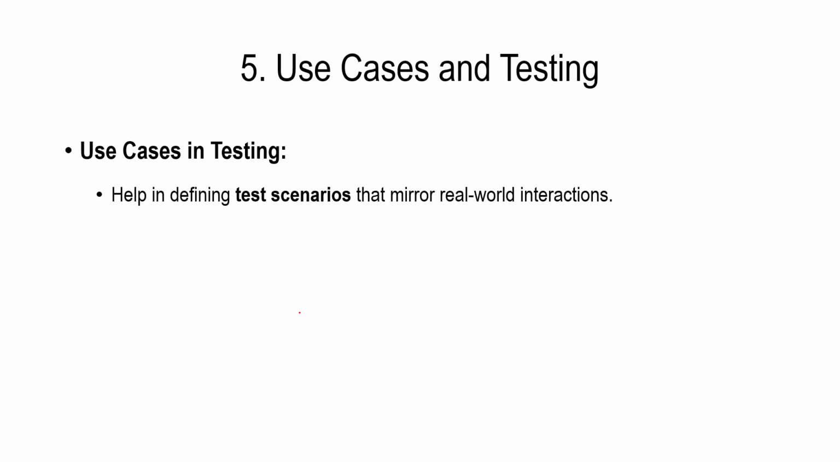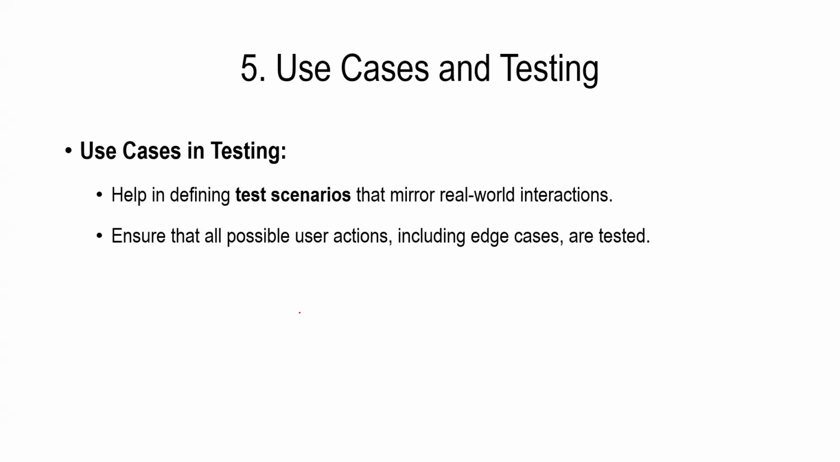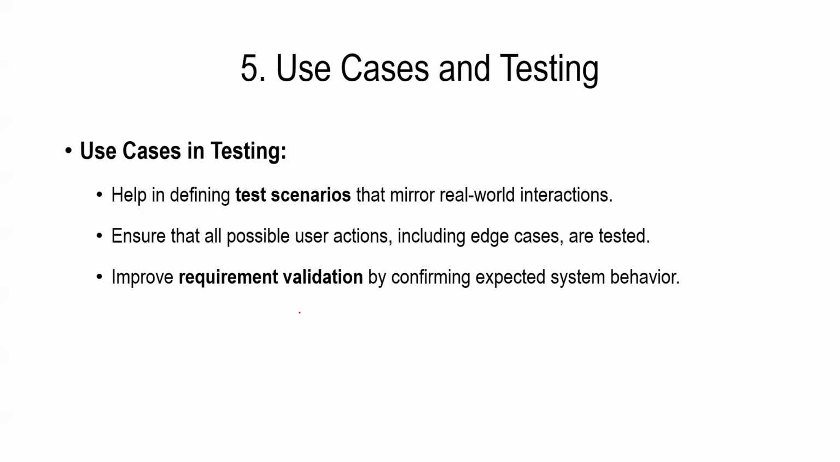Use cases in testing help in defining test scenarios that mirror real-world interaction. So as you present those use cases, a tester can actually use that use case and proceed with their test. So use cases also ensure that all possible user actions, including edge cases, are tested. So you go through all the use cases that have been given in that UML diagram and ensure the system that has been developed is actually doing all those things.